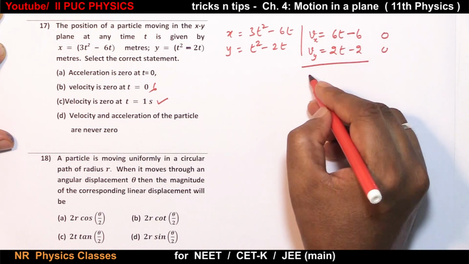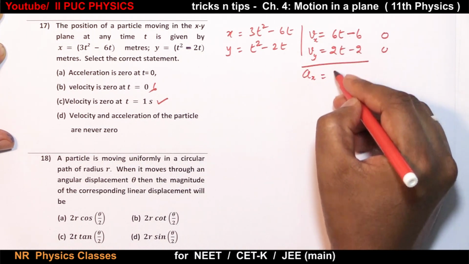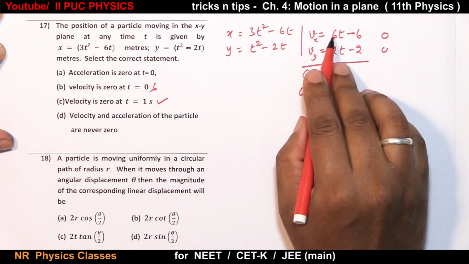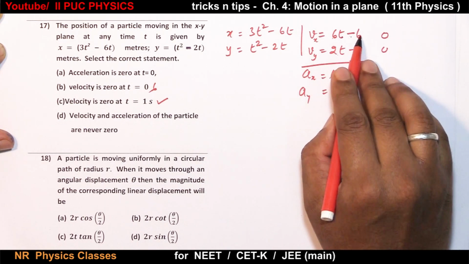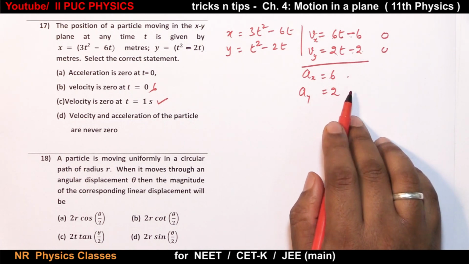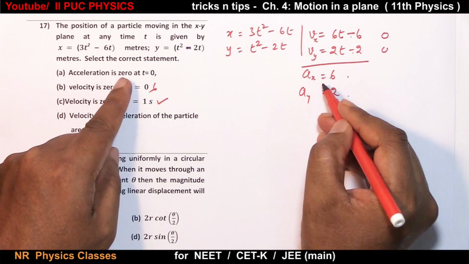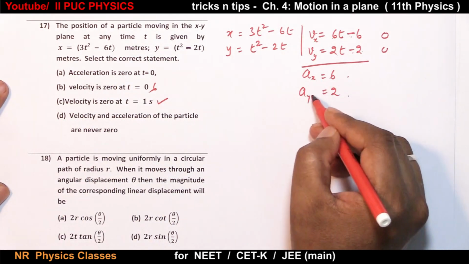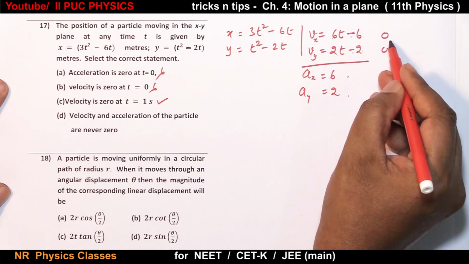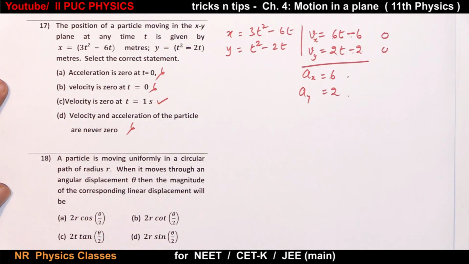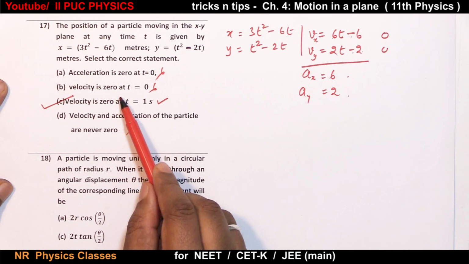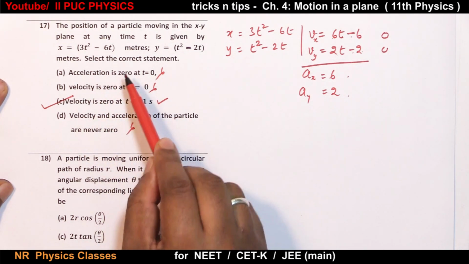Differentiate these two again. Acceleration along the x-axis is 6, acceleration along the y-axis is 2. Isn't it? 6t gives 6, minus 6 becomes 0, minus 2 becomes 0. We are differentiating with respect to time. See, acceleration is 0 at t equal to 0? No. Acceleration is constant and independent of time. This is wrong. Velocity is already 0, therefore this is wrong. Therefore C. Actually, conceptual type questions appear to be simple, but this type will kill time and you should be careful.